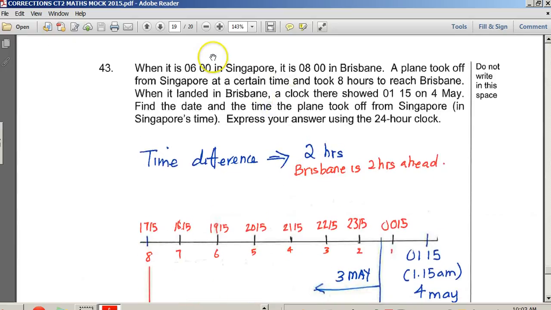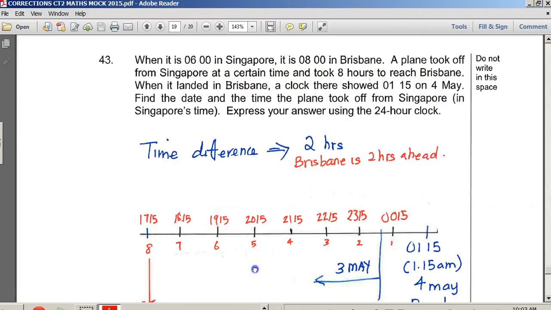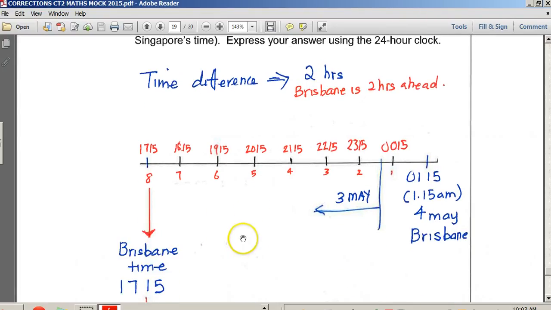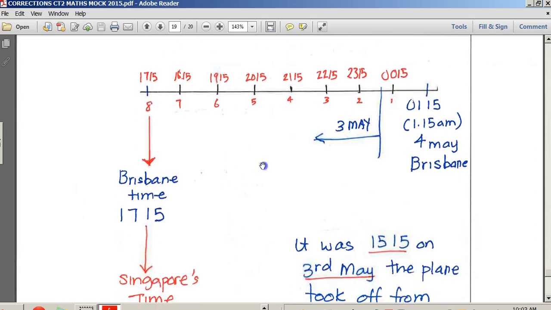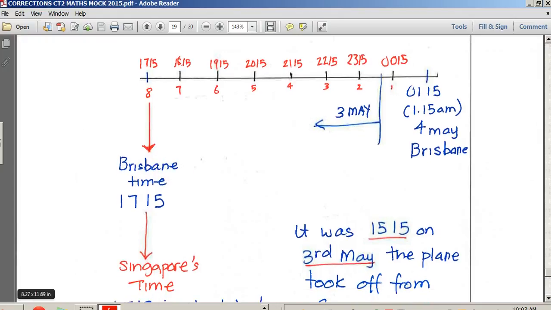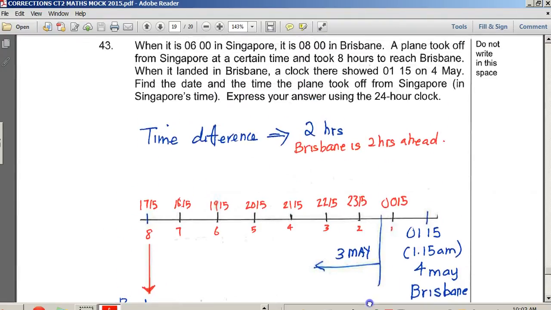Now this is quite easy. The time difference between Singapore and Brisbane is 2 hours. A plane took off from Singapore at a certain time and took 8 hours to reach Brisbane. This is a time that you do not know. We do not know what time it was here. This is the time where you reach Brisbane.